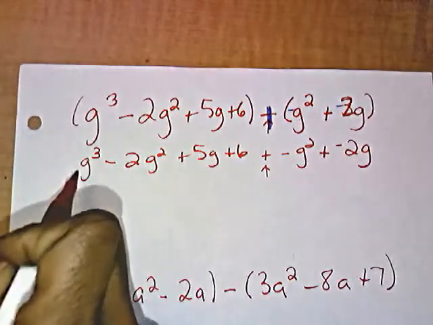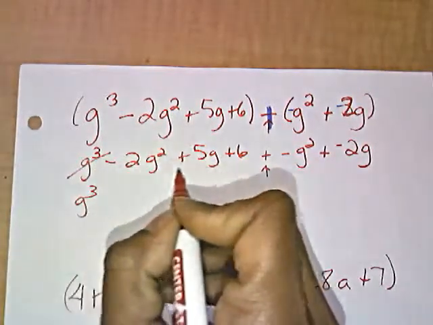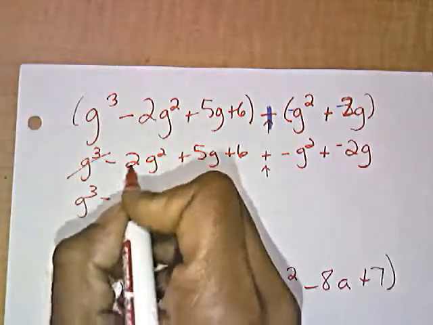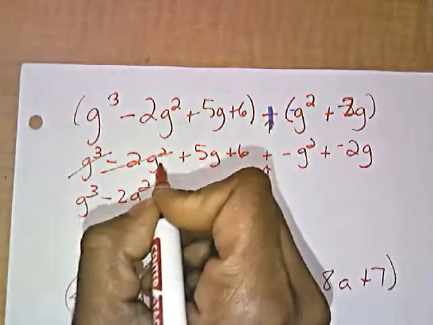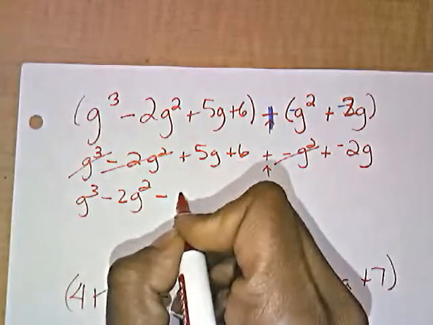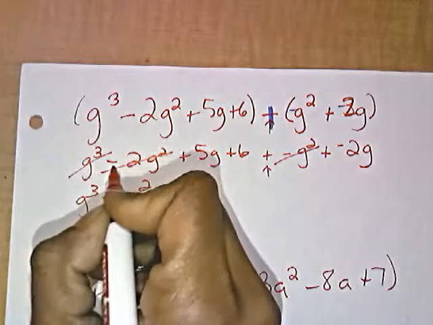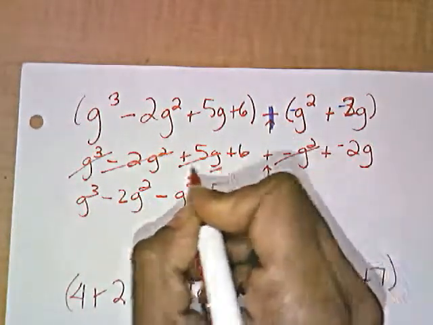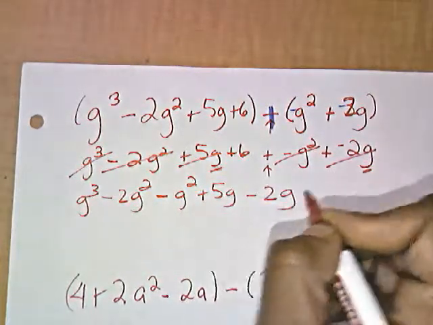We go through, we start at the beginning. g cubed. Cross it out. Any more g cubeds? No. Come back to the beginning. What's this? Negative 2g squared. Cross it out. Any more g squareds? Oh, there's one. Negative g squared. Any more? None. Come back to the beginning. Cross it out. 5g. Any more g's by themselves? Oh, there's one. Negative 2g.